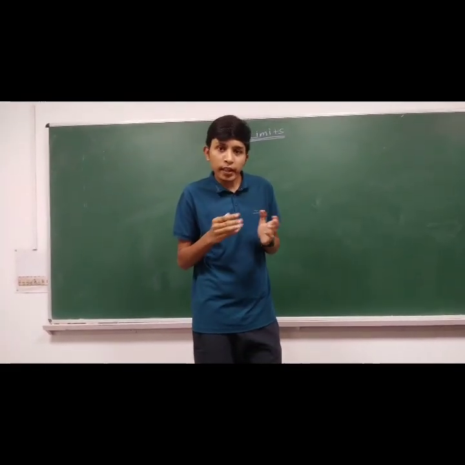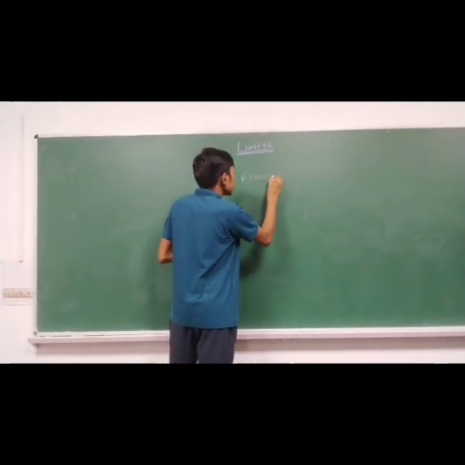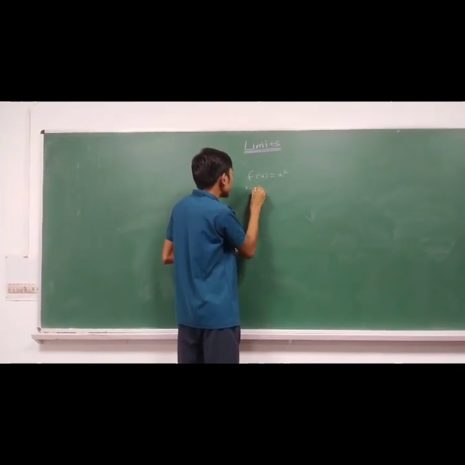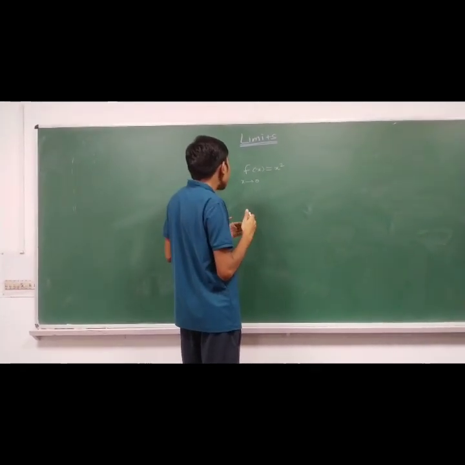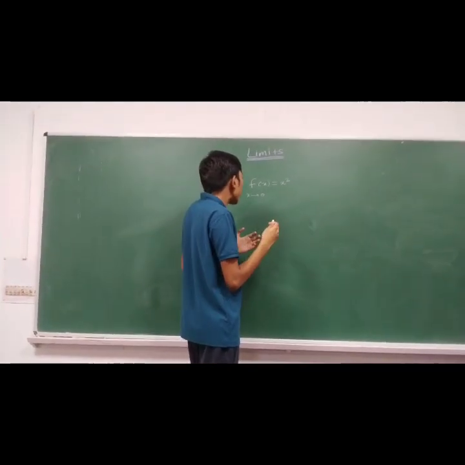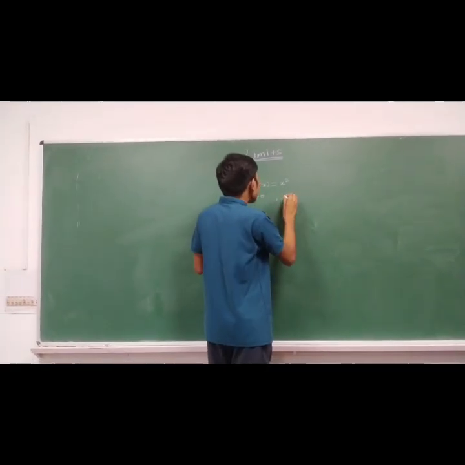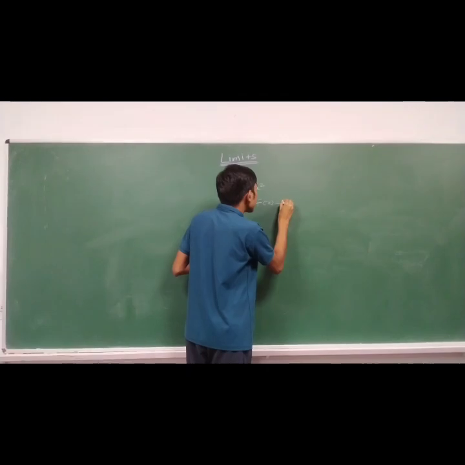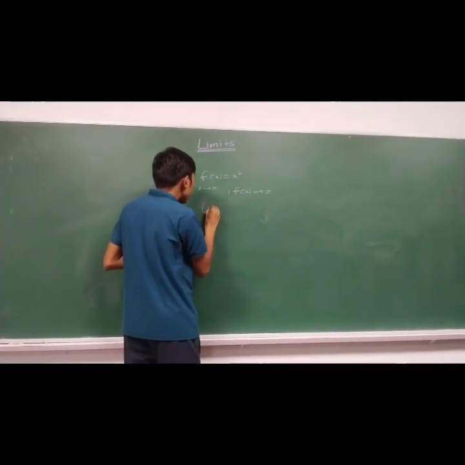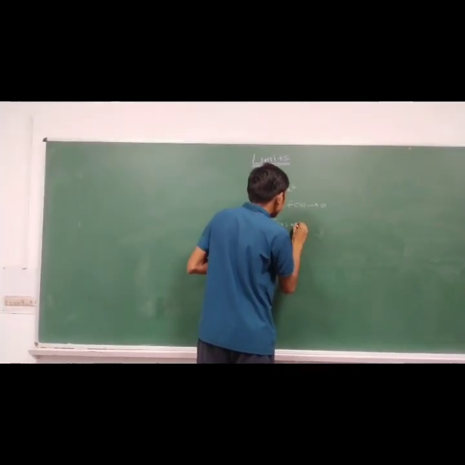So let us take a function f(x) where f(x) equals x squared, and I will say when x is close to 0, I mean when x approaches 0, where does the function approach? I want to know that, and that's what limit means for a function. So when x goes to 0, f(x) will also go to 0.